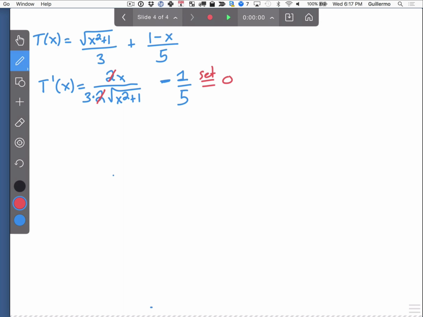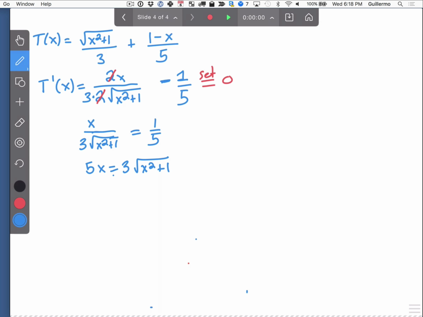Now when I'm finding my critical points, notice, do I get any critical points from the denominator here? Can x squared plus 1 equal 0? No, right? So we can safely ignore that. So then let's set it up here. We have x over 3 square root of x squared plus 1 is equal to 1/5, right? If we move the minus 1/5 over. And to relive our algebra youth, we can cross multiply. You guys remember doing those kinds of shenanigans?